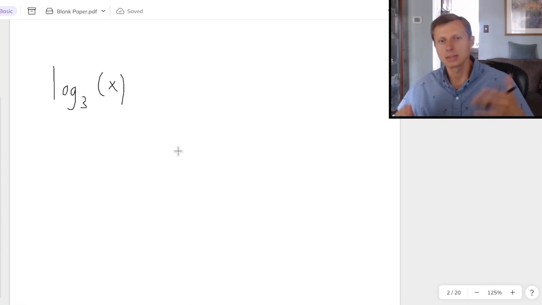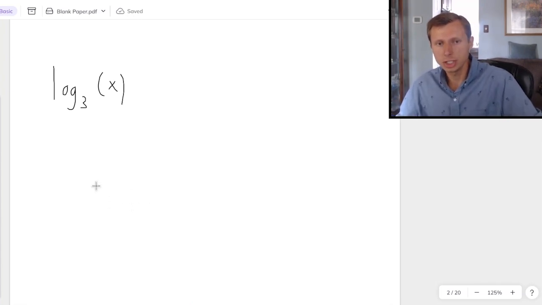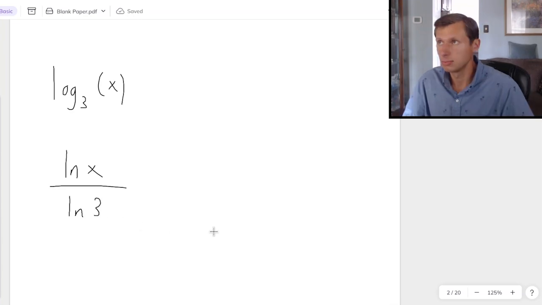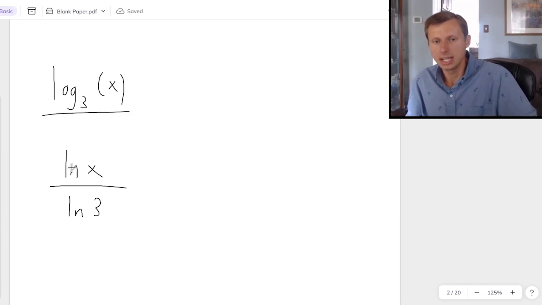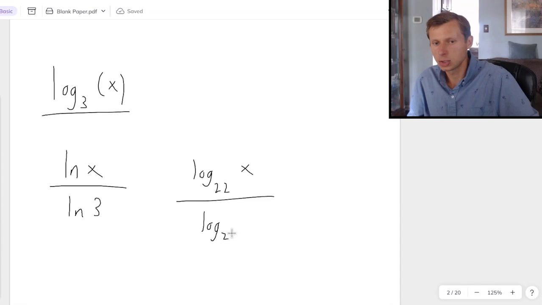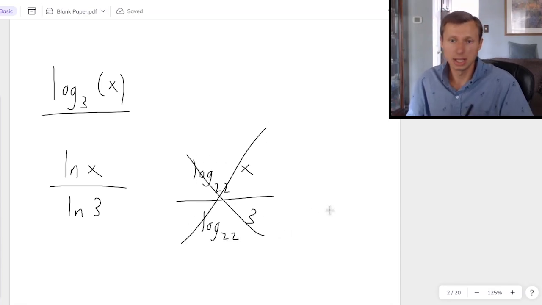I'll show you both. The long way of doing it involves using the change of base formula, which is the only time you ever use the change of base formula, like ever in math. It's for this purpose right here. And the change of base formula says that you can rewrite log base 3 of x into natural log of x divided by natural log of 3, your base. Technically, you don't have to choose natural log. You can choose log base literally anything. Like if I really wanted to, I could do log base 22 of x divided by log base 22 of 3.